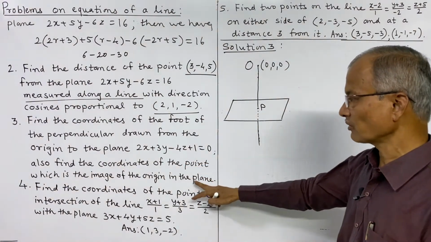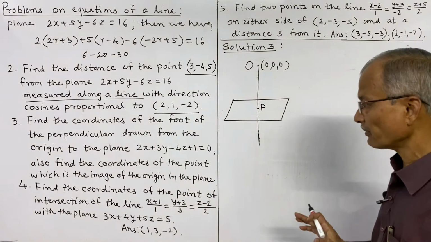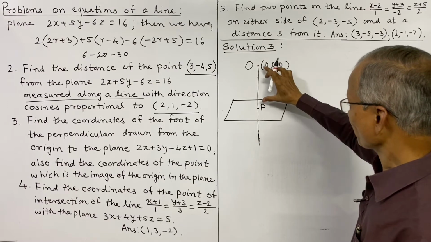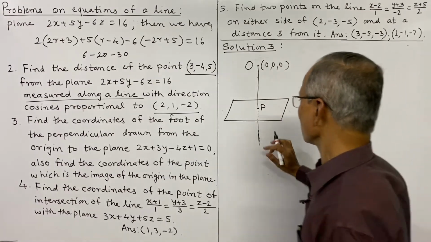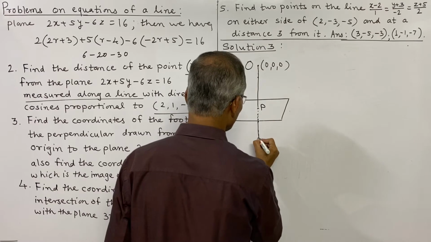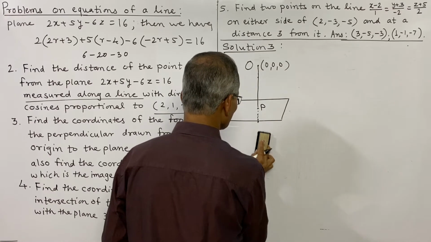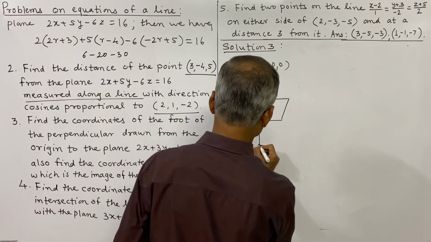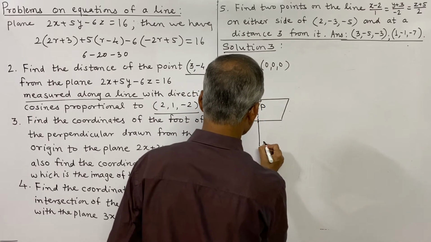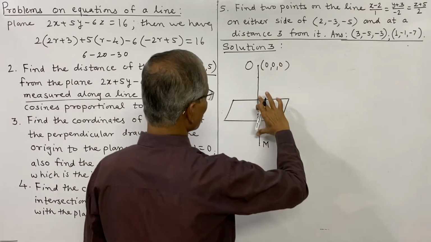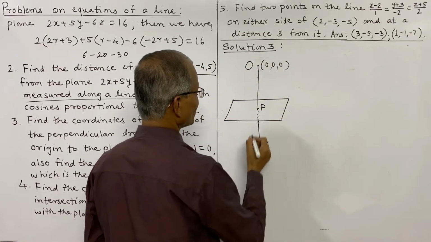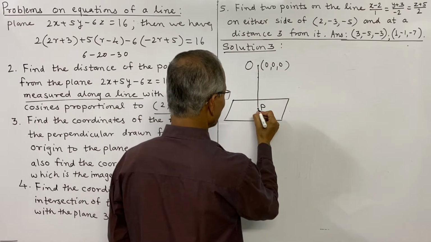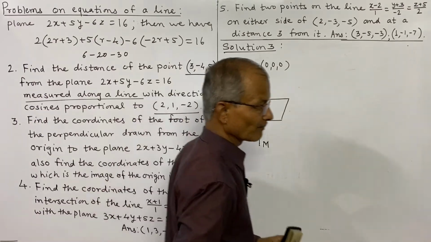Also find the coordinates of the point which is the image. So what is the image of the point in the plane? It means if O is this point, OP is perpendicular to the plane, and if you consider the extension of this perpendicular, say to M, such that OP is equal to PM, then M is the mirror image of this point O in the plane. That is the meaning.